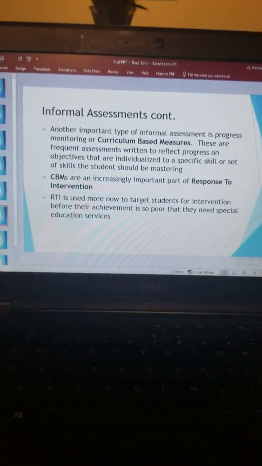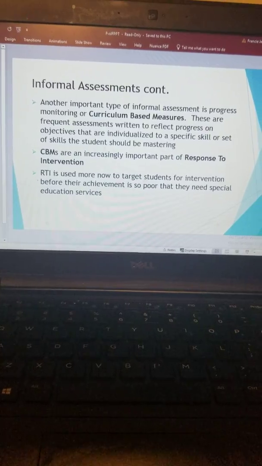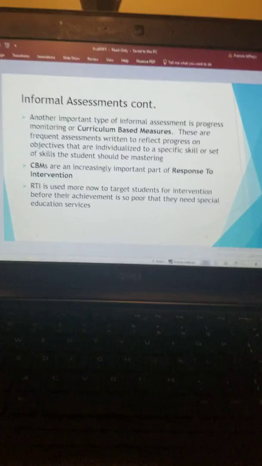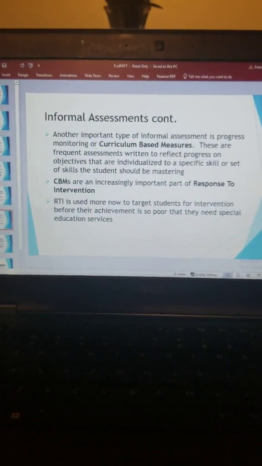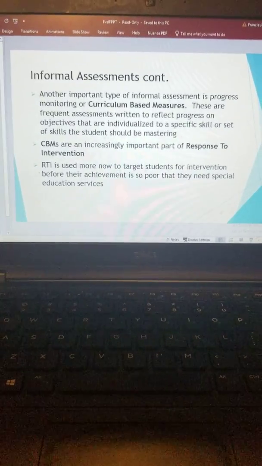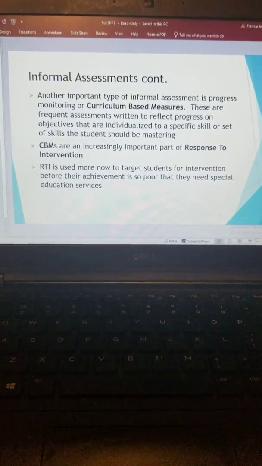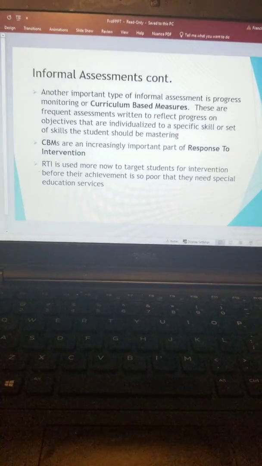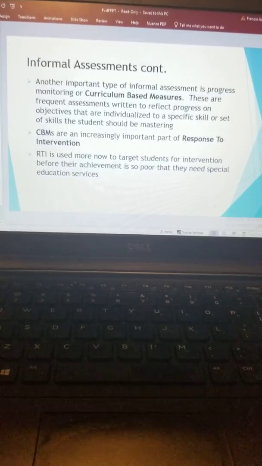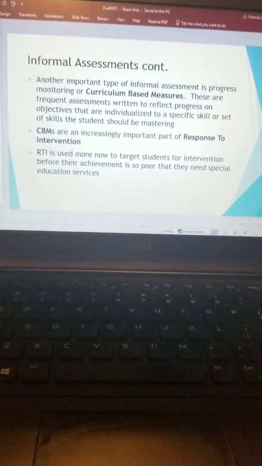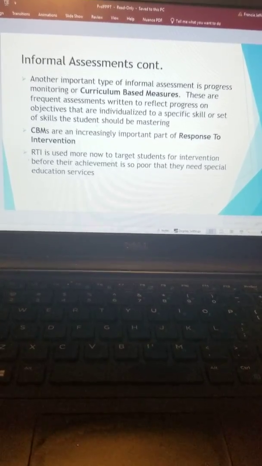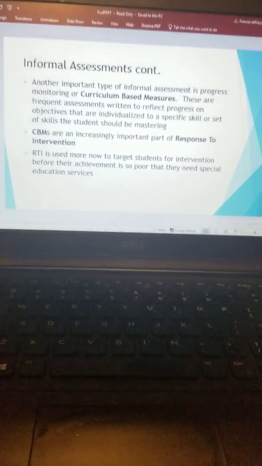Informal assessments. Another important type of informal assessment is progress monitoring, or curriculum-based measures. These are frequent assessments written to reflect progress on objectives that are individualized to a specific skill or set of skills that students should be mastering. CBMs are an increasingly important part of response to intervention. RTI is used more now to target students for intervention before their achievement is so poor that they need special education services.